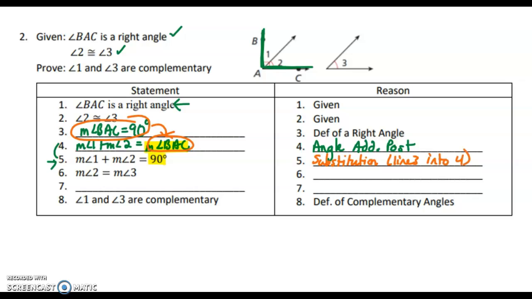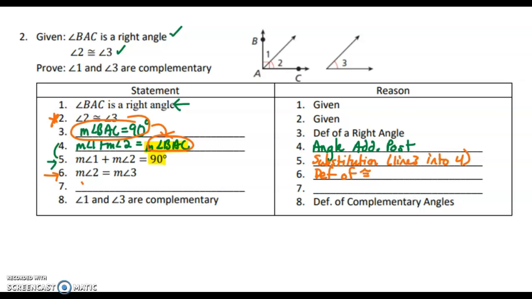All right. So now, out of nowhere, we have on line 6, measure of angle 2 equals measure of angle 3. Okay, that doesn't have any reason above of why that could be other than look at line 2. So line 2 right here, angle 2 is congruent to angle 3. Now, angle 2 equals angle 3. So all they did was switch it from congruence to equals, so that's definition of congruence.